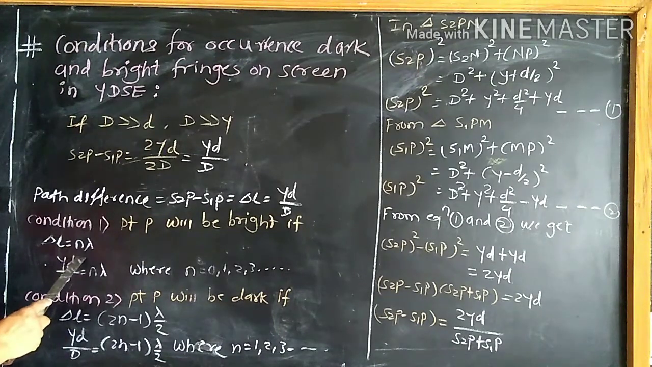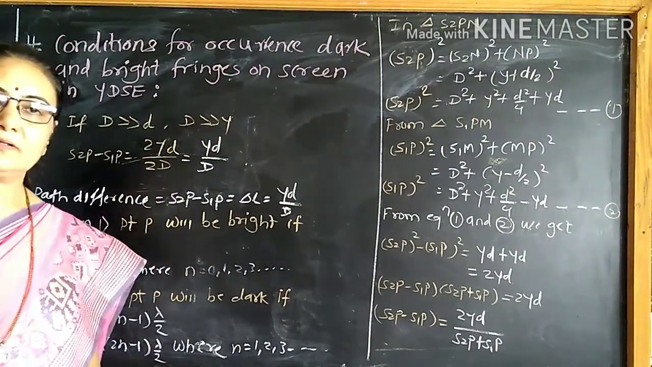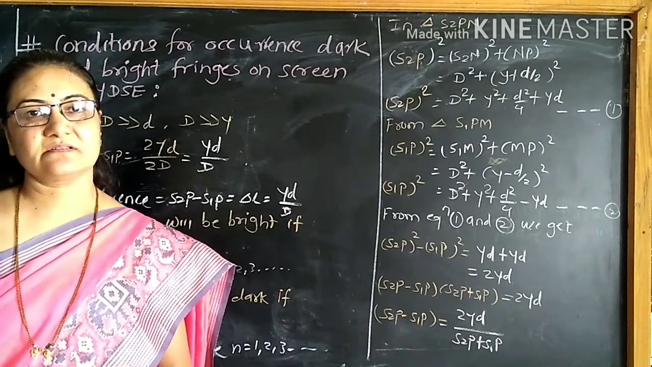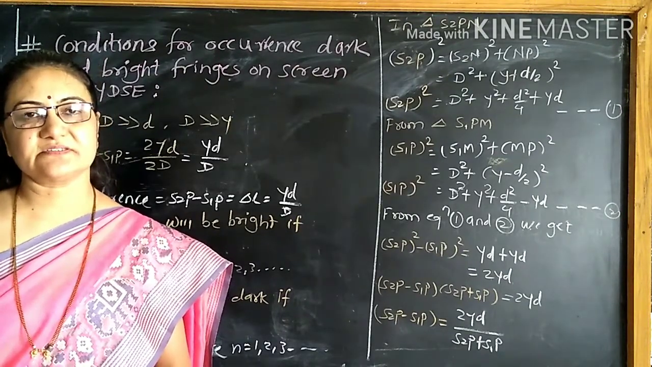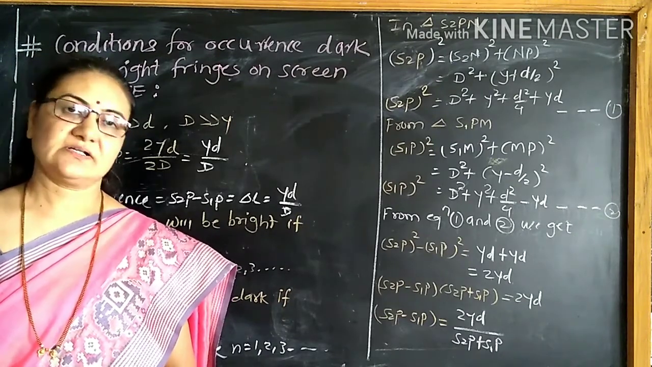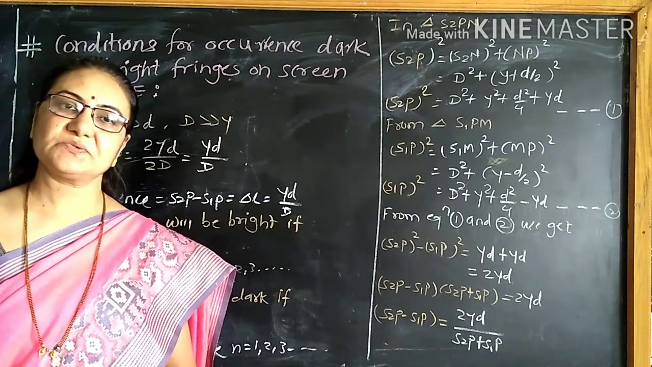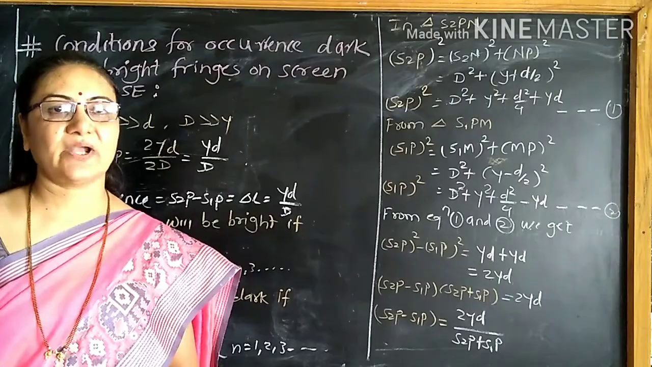That means when the path difference is equal to an even multiple of half lambda, then we get a bright point. And when the path difference is equal to an odd multiple of half lambda, then we get a dark point. The distance between two successive bright fringes or two successive dark fringes is nothing but the fringe width. The distance between any two consecutive bright points or consecutive dark points is called the fringe width or bandwidth.